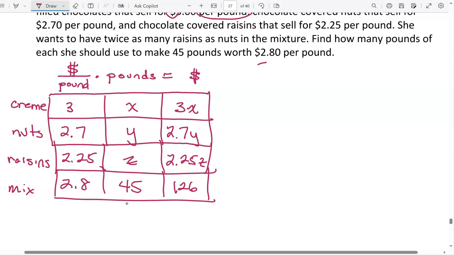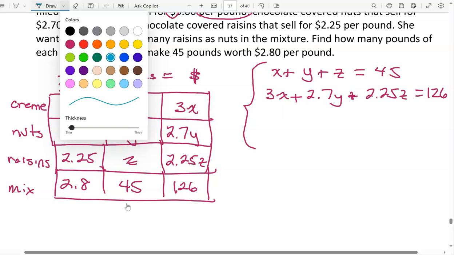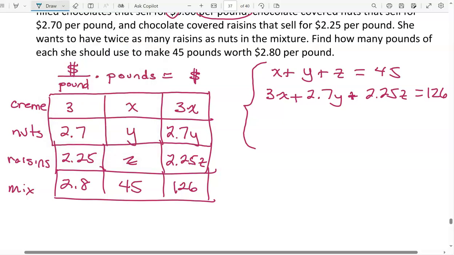So now let's write our equations. We have one, the total number of pounds, x plus y plus z is equal to 45. And then we also have the total value, 3x plus 2.7y plus 2.25z is equal to $126. And then we need one more piece of information because, of course, we have 3 variables and we need 3 equations if we're going to solve this system.